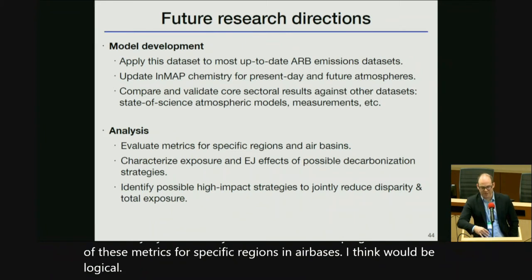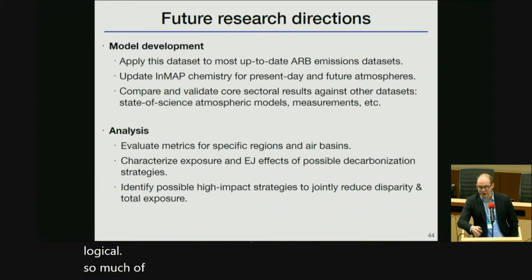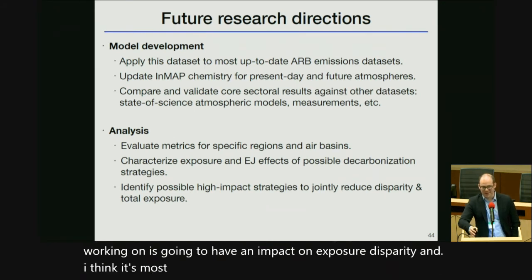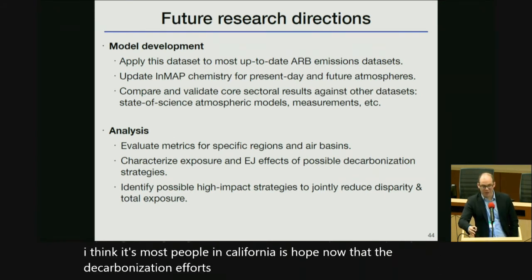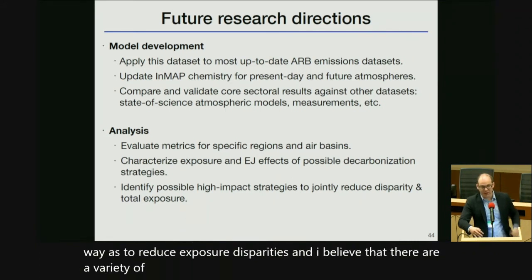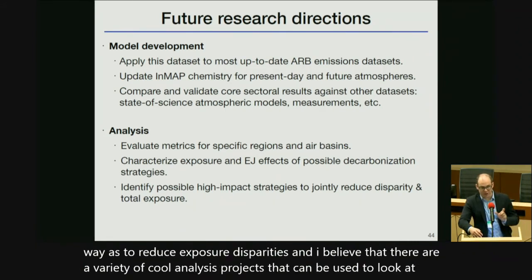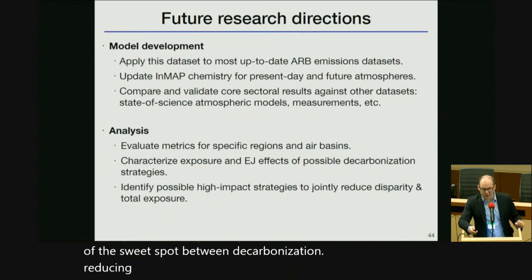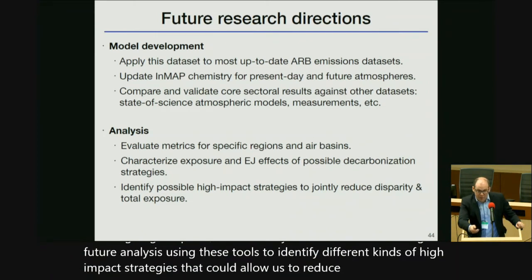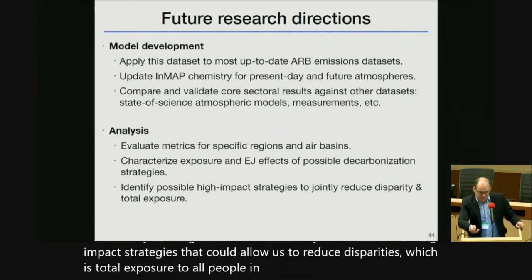So much of the decarbonization and climate change policy that ARB is working on is going to have an impact on exposure disparity. And I think it's most people in California's hope now that the decarbonization efforts in California can be channeled in such a way as to reduce exposure disparities. And I believe there's a variety of cool analysis projects that can be used to look at the sweet spot between decarbonization and reducing EJ impacts. So we're very interested in conducting future analysis using these tools to identify different kinds of high impact strategies that could allow us to reduce disparities, reduce total exposure to all people in California, and also reduce CO2 emissions.